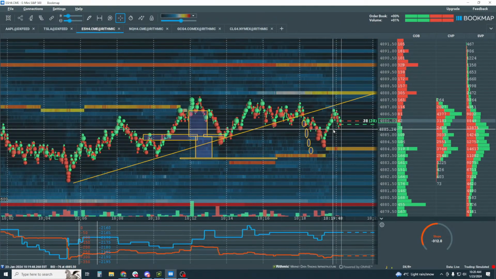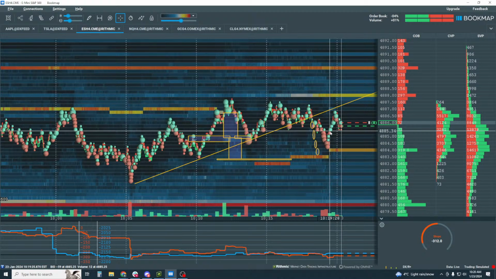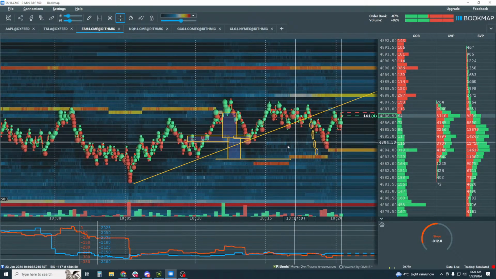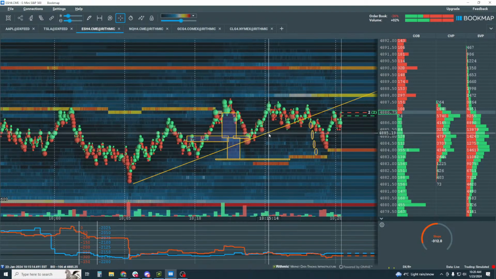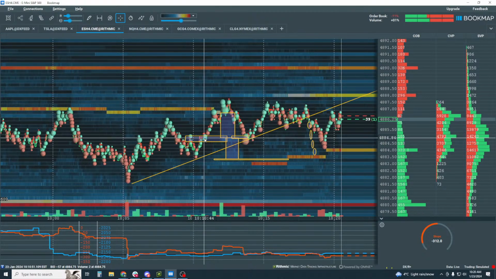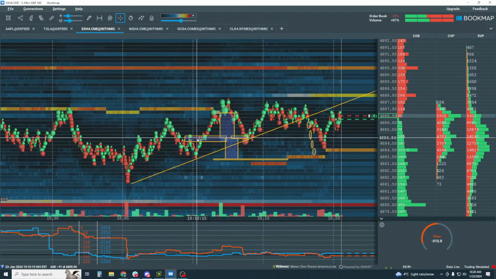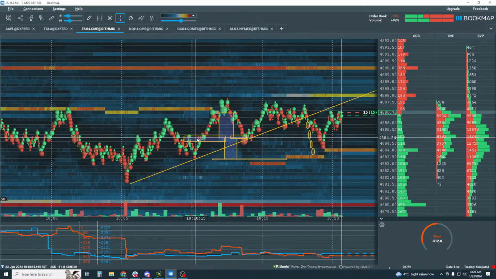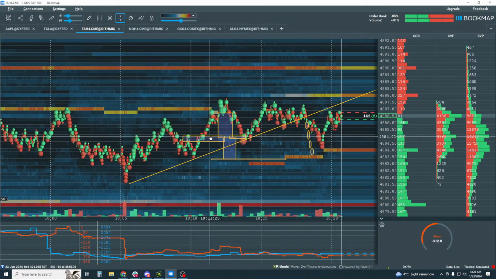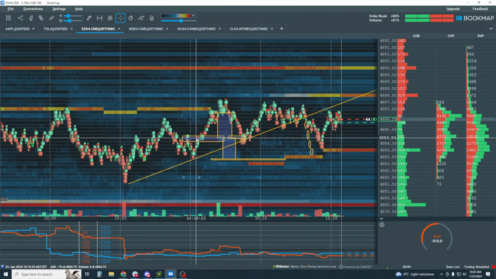All right. Another way to manage this would be all in and all out. Now, this is something I would recommend for those of you who are maybe newer to Bookmap or newer to trading or both. And the reason being is like we're looking for an order flow event in here.